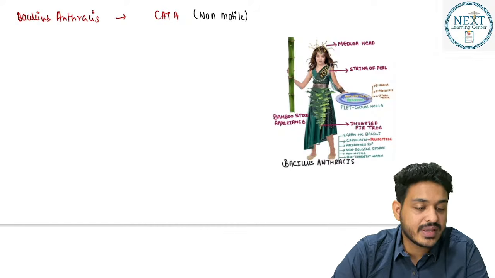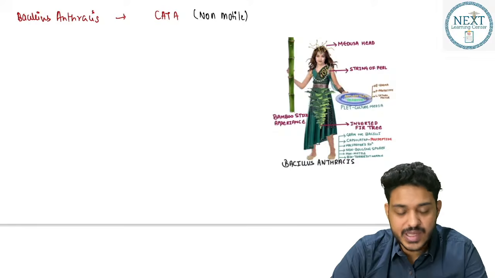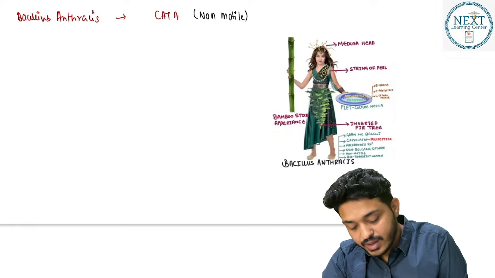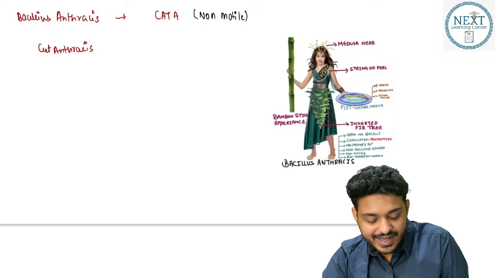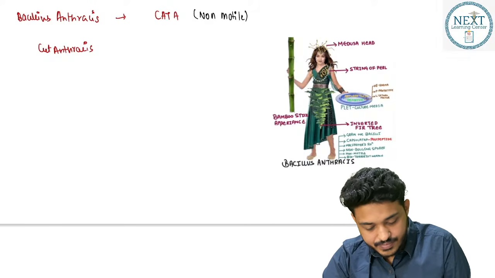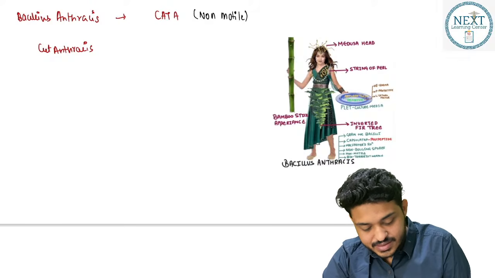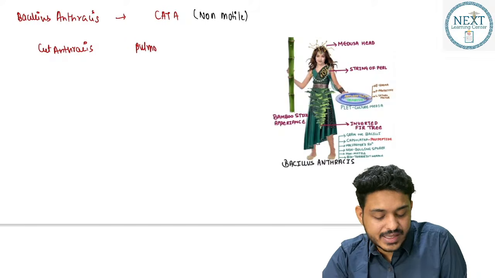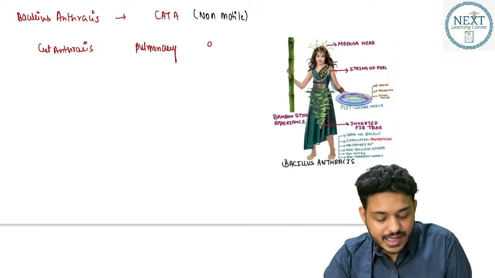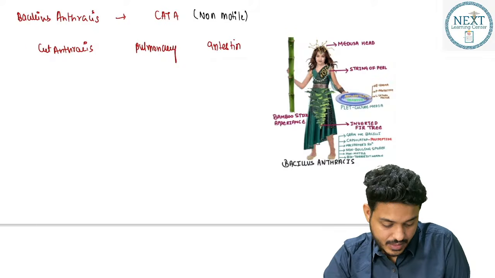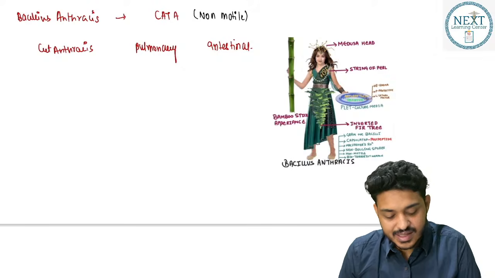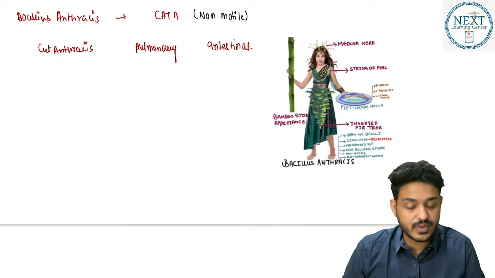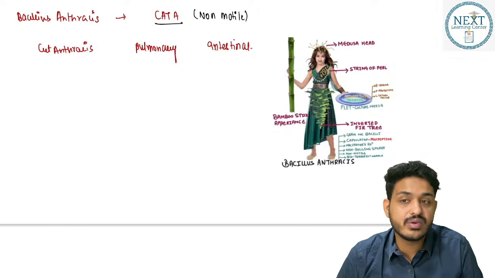How many types of anthracis we can have? We can have cutaneous anthracis, intestinal anthracis, and pulmonary anthracis. And this anthrax is going to be important cause for what? It is a category A bioterrorism agent, right?